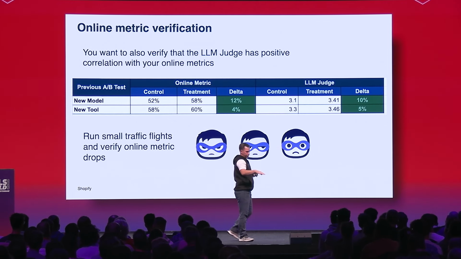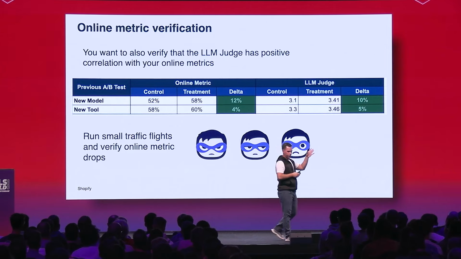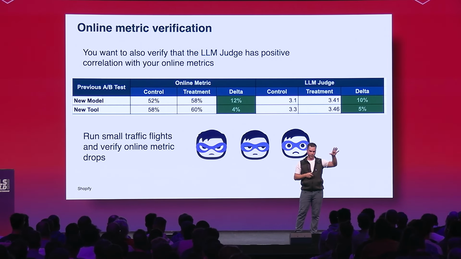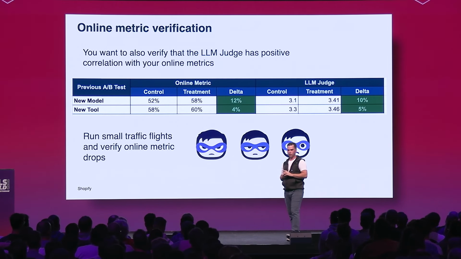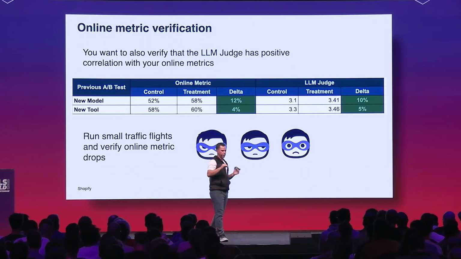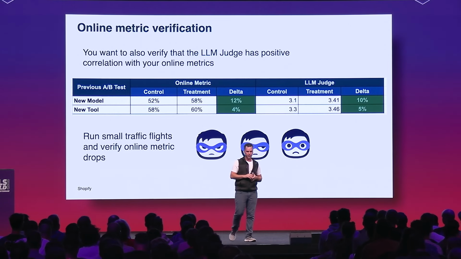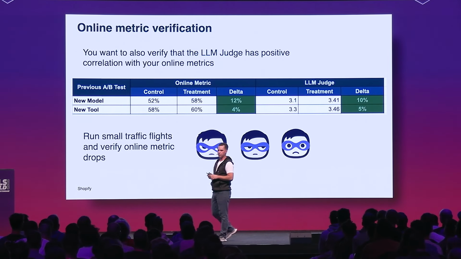So if you've had a past test in your online system that was a new model, and the delta between control and treatment was 12%, it went up. Then you introduce a new tool, and it went up by 4%. You want your judge to be directionally aligned with this, and kind of magnitude aligned, if that's a word, but it's not going to match exactly. If it's looking something like this, then it's pretty good.